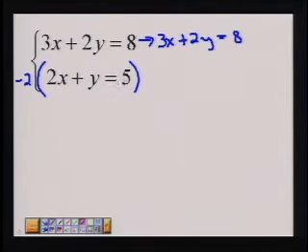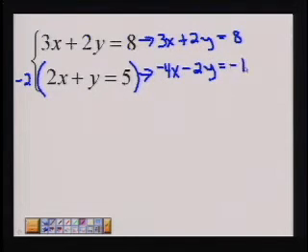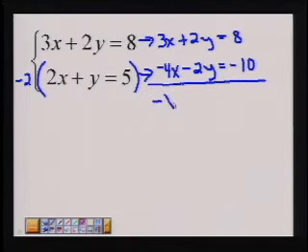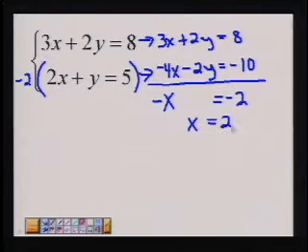But my second equation, everything gets multiplied by negative 2. So I get negative 4x minus 2y equals negative 10. Don't forget to multiply negative 2 on this side of the equal sign as well. Now everything's lined up nicely. I can add my two equations together. 3x plus negative 4x is negative 1x, or minus x. 2y minus 2y is 0, so that canceled right out for us. 8 minus 10 is negative 2, and if the opposite of x is negative 2, then x is 2.